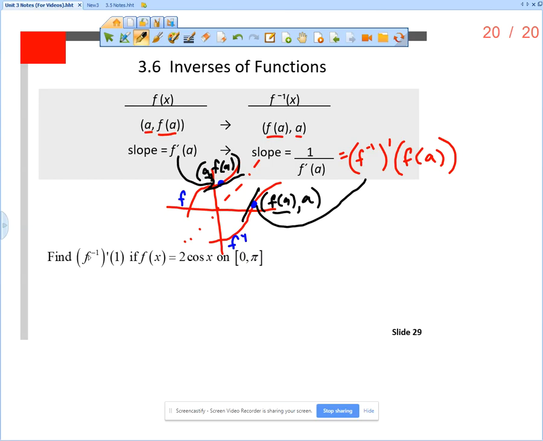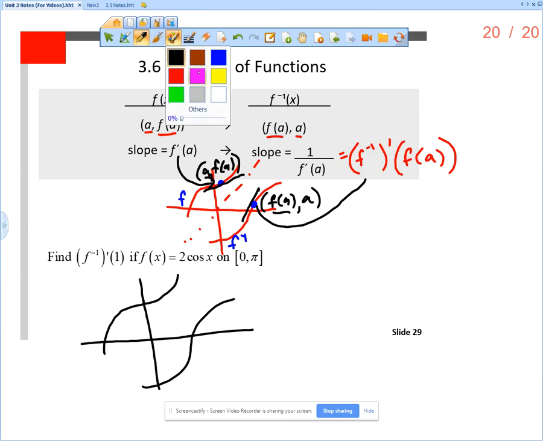So it says find f inverse prime of 1 if f(x) equals 2 cosine x. What I do is I always draw. It doesn't matter what the function is. I'm always going to draw a picture that looks like this. And then I'm going to label. So this is f, and this is f inverse.